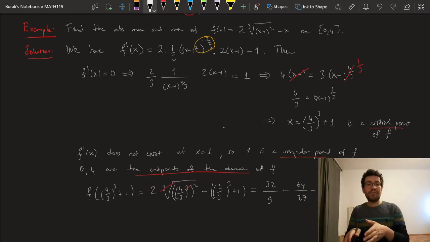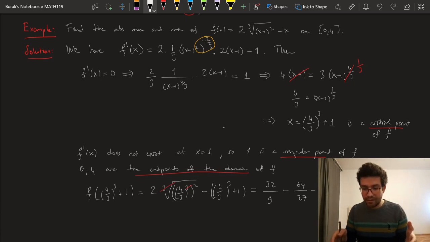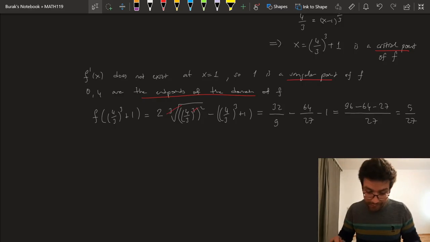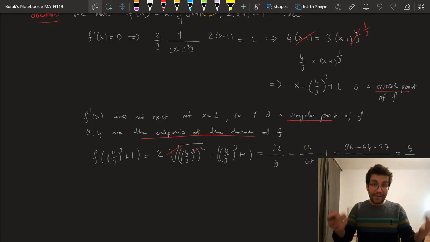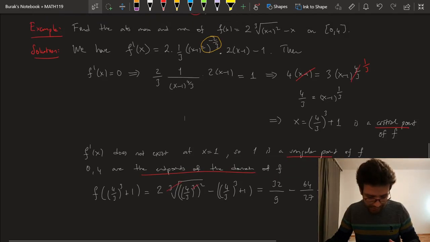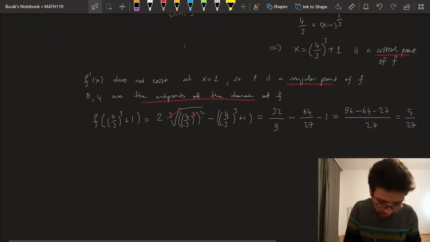If there are any computation mistakes which I missed, which probably is the case, given how many arithmetic mistakes I make in class, I'm sorry for those. You can fix those, or you can put comments in the comment section regarding these. So this is the value of the function at the critical point.